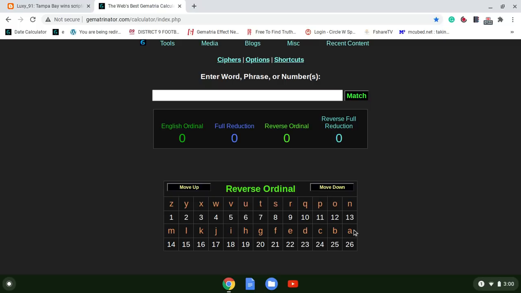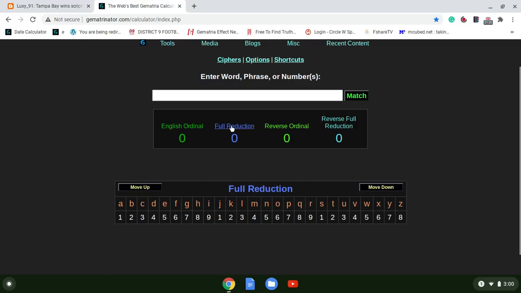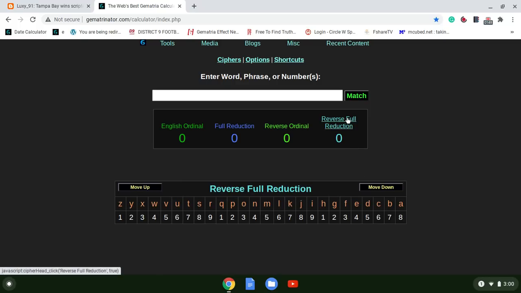Then the full reduction ciphers, which are the alphabetic order and the reverse alphabetic order, only with the rules of numerology. So in this cipher, it's A through Z. The only difference is when you get to J, the 10th letter, it makes J 1, because 1 plus 0 is 1. S, the 19th letter, 1 plus 9 is 10, 1 plus 0 is 1. Z, the 26th letter, 2 plus 6 is 8. You're breaking every letter down to a single digit. And then the same with the reverse.